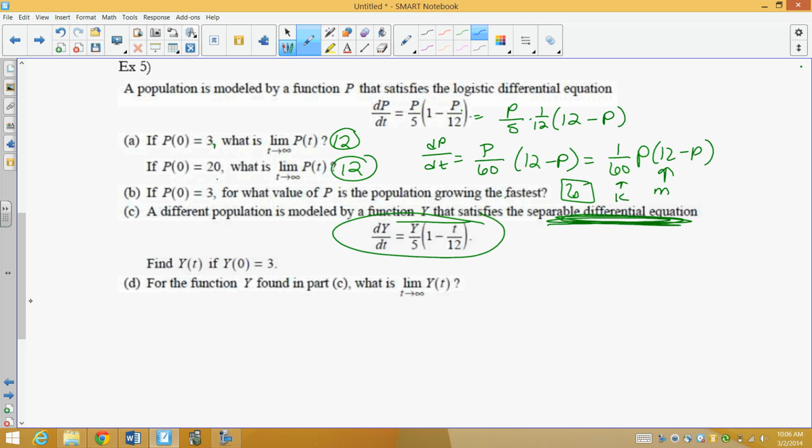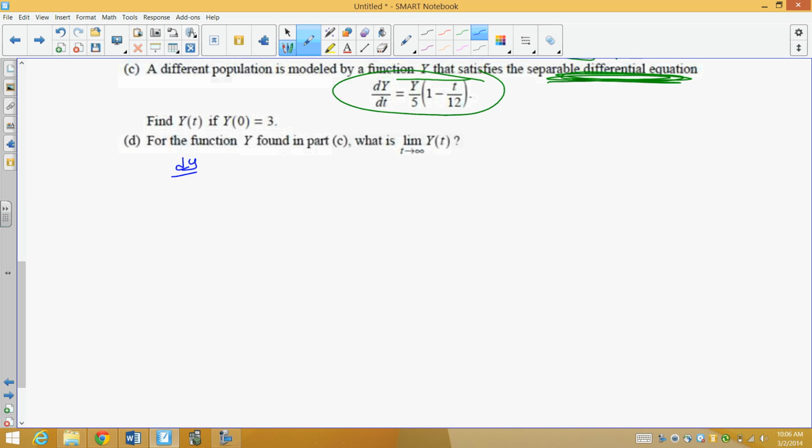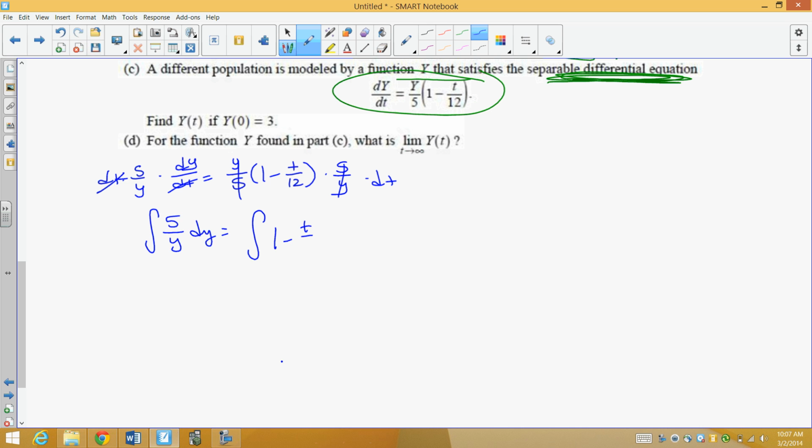Assuming you did that, welcome back. I'm going to come down here and separate the variables myself. So dy/dt equals y over 5 times 1 minus t over 12. If I separate the variables, I'm going to multiply by 5 over y and by dt. So the dt's gone here, the y over 5 is gone there. So I have the integral of 5 over y dy equals the integral of 1 minus t over 12 dt. This is going to become 5 ln absolute value of y. This is going to become t minus t squared over 24 plus c.